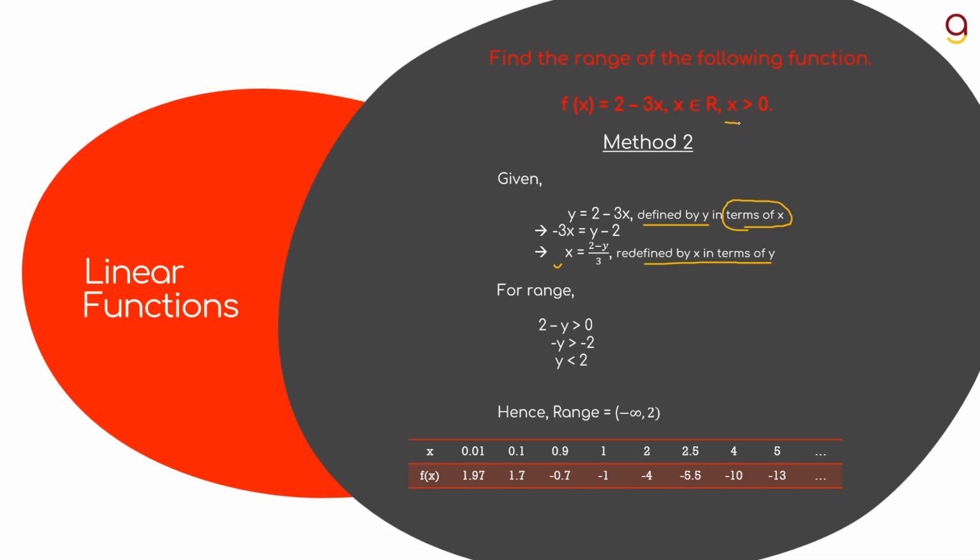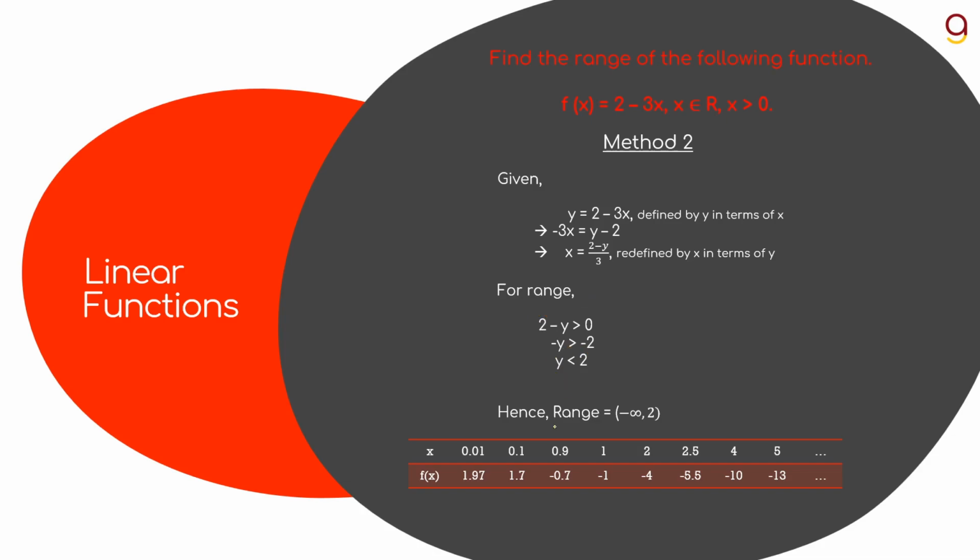In the condition, it was mentioned that x is greater than 0. So if x is greater than 0, this whole term is also greater than 0. Now as this whole term is greater than 0, the numerator is greater than 0. So we can say 2 minus y is greater than 0. I take the 2 from the left hand side to the right hand side. So what happens? Minus y is greater than minus 2. Again, we will multiply both the sides by minus 1. So what happens when we multiply both the sides by minus 1? The inequality sign changes. So we have y is less than 2.